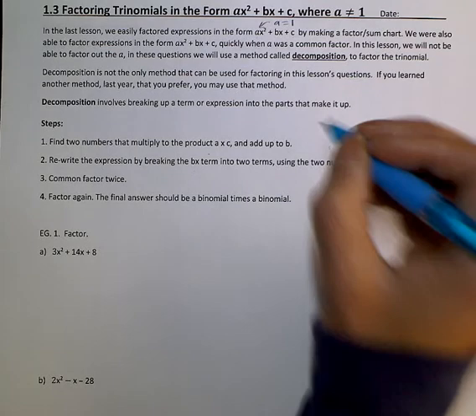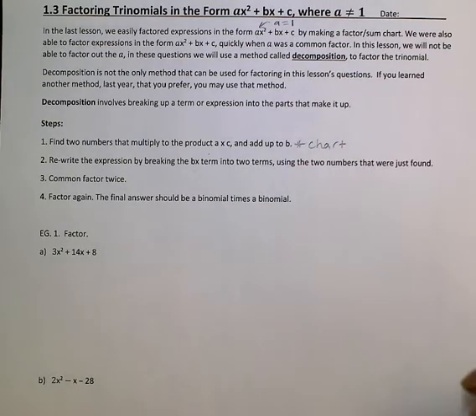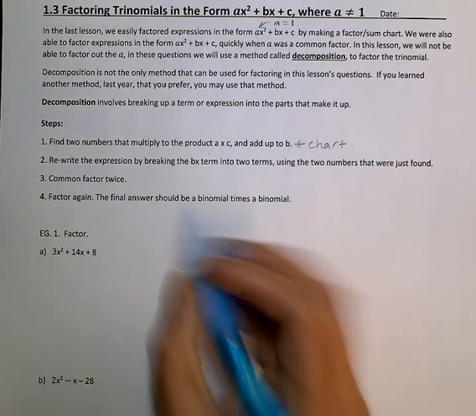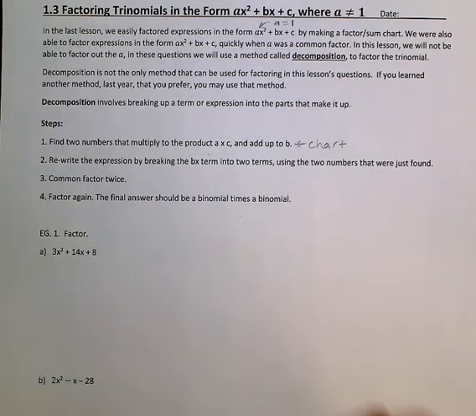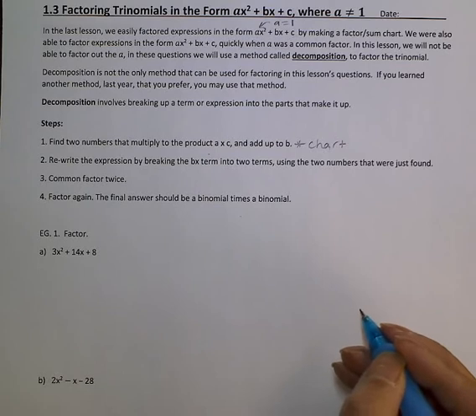Let me just write down over here, I'm going to add that. You're going to make a chart to do that. And then we common factor twice. And then step 4 is to factor again. And the final answer should be a binomial times a binomial. That's the way it should look. So let's start.